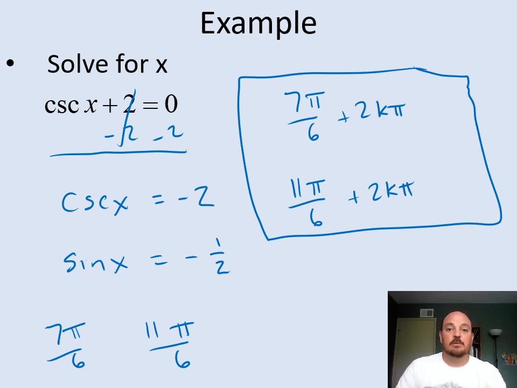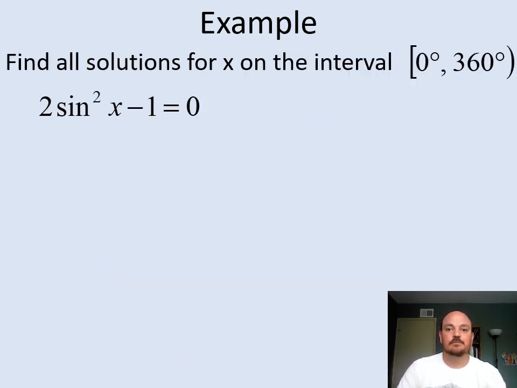Okay, let's try another example. So this time we are solving 2 sine squared x minus 1 equals 0. And this time we're doing it on the interval 0 to 360. So that tells me two things. Number 1, answer in degrees. And number 2, don't worry about repeats. Just give me the answers from the unit circle and stop. Only answers between 0 and 360. That's where the unit circle starts and stops. Now, as far as isolating for this one, I'm going to start by adding 1 to both sides.